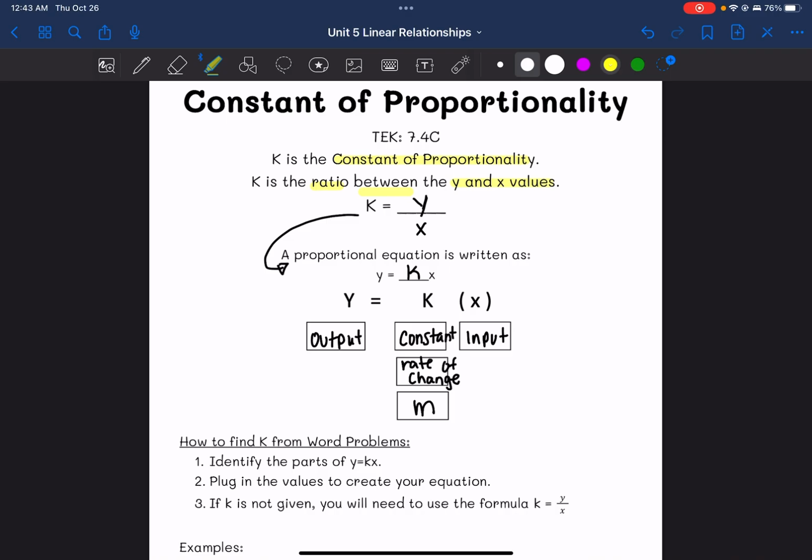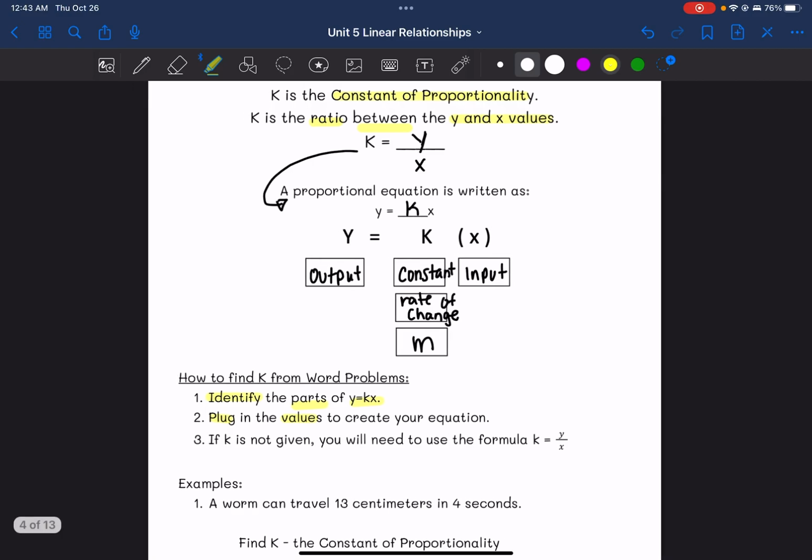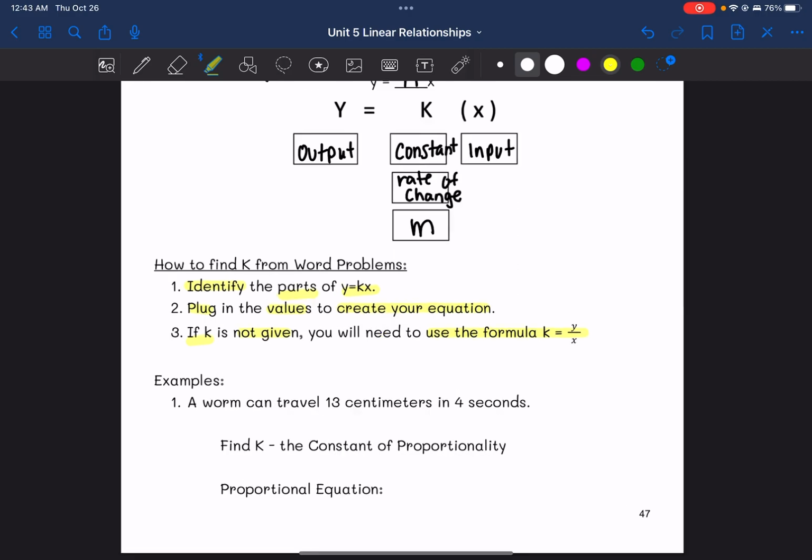There are 3 steps to finding the K from word problems, okay? You want to identify the parts of y equals kx, and you want to plug in the values to create the equation, okay? If K is not given, you will need to use the formula K equals y divided by x, okay? So let's look at an example.